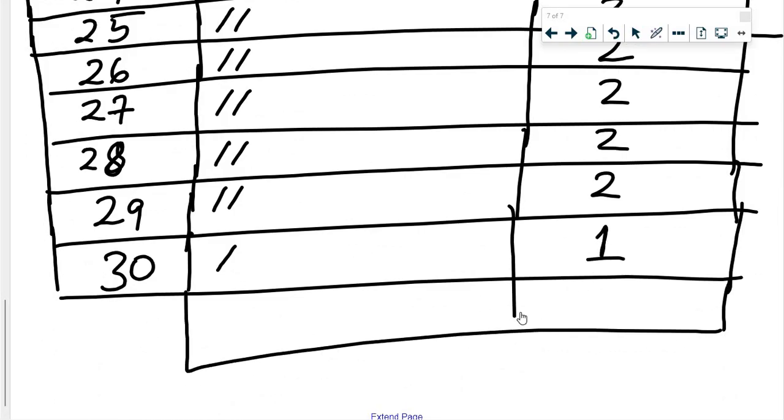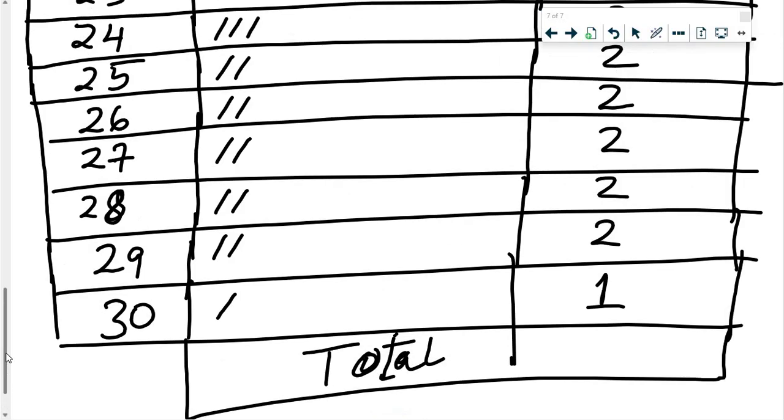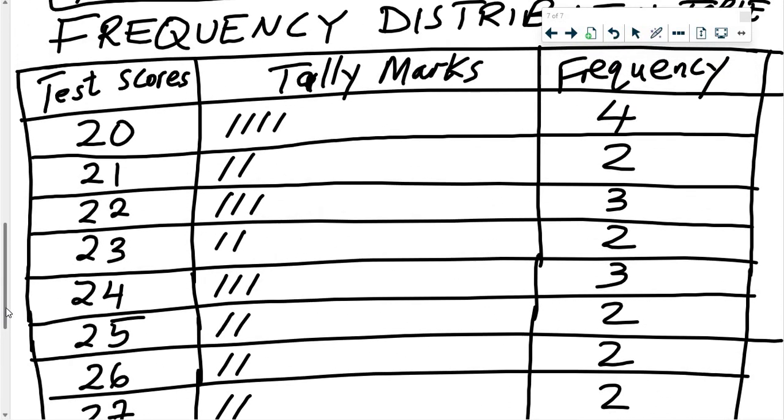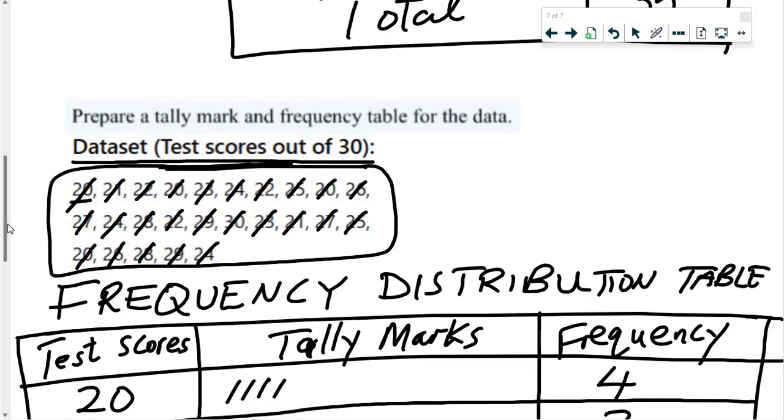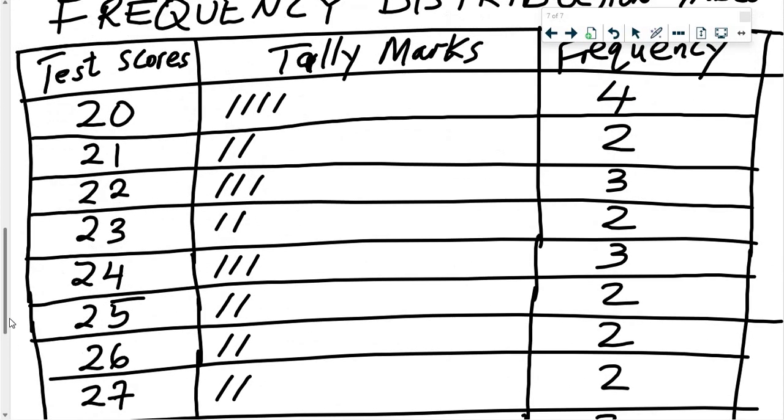How do you know that it is correct? Just find the total of the frequency. So starting from here, that total should equal, when you count how many data is there, 1, 2, 3, 4, 5, 6, 7, 8, 9, 10, 11, 12, 13, 14, 15, 16, 17, 18, 19, 20, 21, 22, 23, 24, 25. So when you add the frequency, you should get 25.